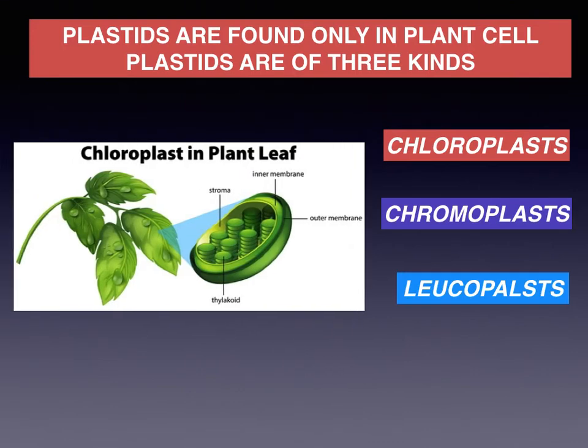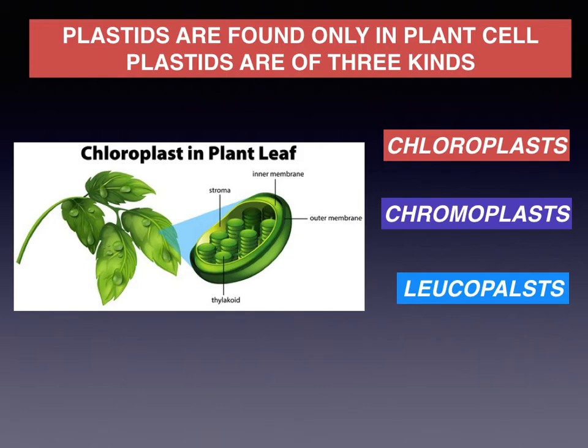Okay, so let us understand what plastids are. First thing you need to note down is that plastids are organelles found only in plant cells. Why in plant cells? We will discover that in the later slides. This is a very important point because many times you are asked to differentiate between an animal cell and a plant cell. So this is one difference you can write: plastids are found in plant cells, however, they are absent in animal cells.